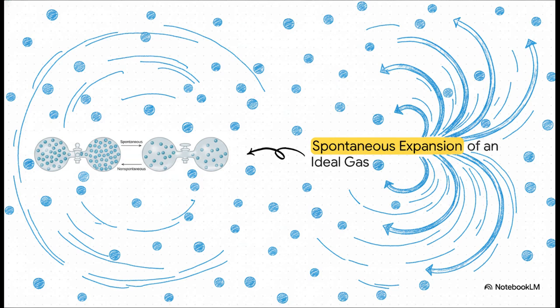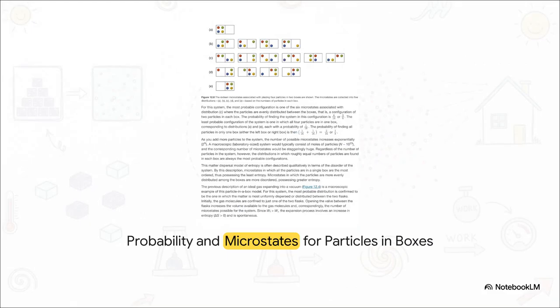But why is this dispersed state so likely to happen on its own? Well, Ludwig Boltzmann actually gave us the exact math for this. He proved that the state with the greatest number of possible microscopic arrangements, what we call microstates, has the highest probability, and therefore the highest entropy.